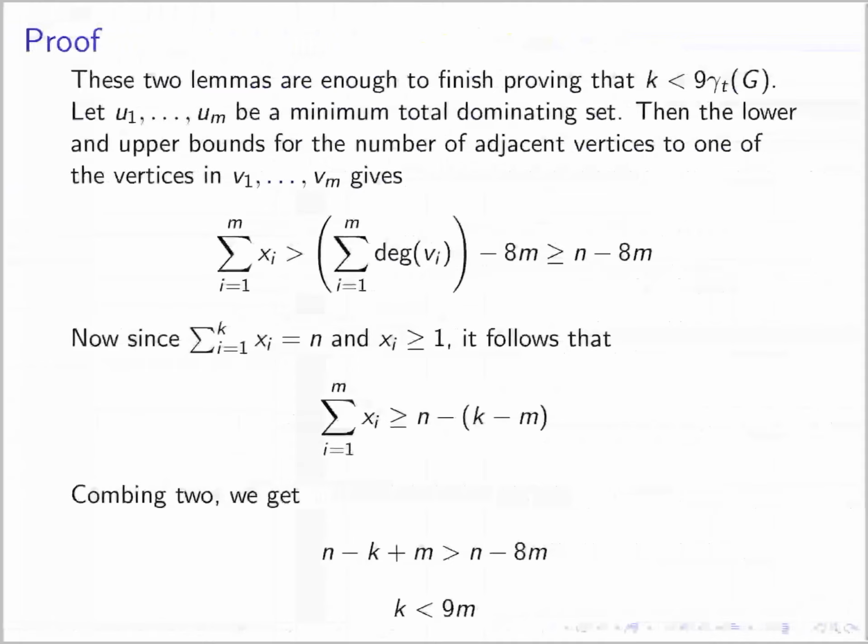And now if you play with this inequality and use the fact that the sum of xi is equal to n and the xi's are bigger than or equal to 1, we arrive at the second inequality, which says that the sum of xi's from 1 to n is at least n minus k. Putting it all together, we get the result that k is less than or equal to 9 times the size of the minimum total dominating set.